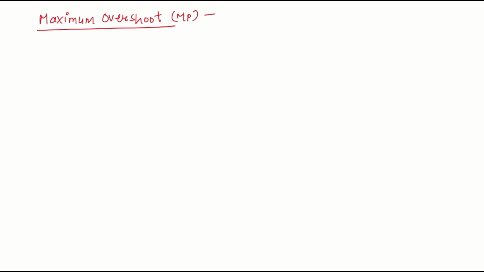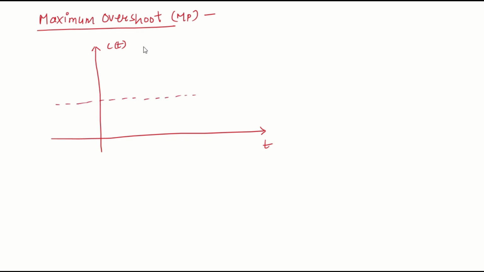The next parameter is maximum overshoot. Let me first define what the maximum overshoot is. This is the response C(t) of the second order system. This is the steady state value 1, and the response we get is damped oscillations in the underdamped case. This is the peak value, the maximum value we get at Tp, which we defined in the previous slide. So this is the peak time Tp, and at this peak time we get the maximum value.